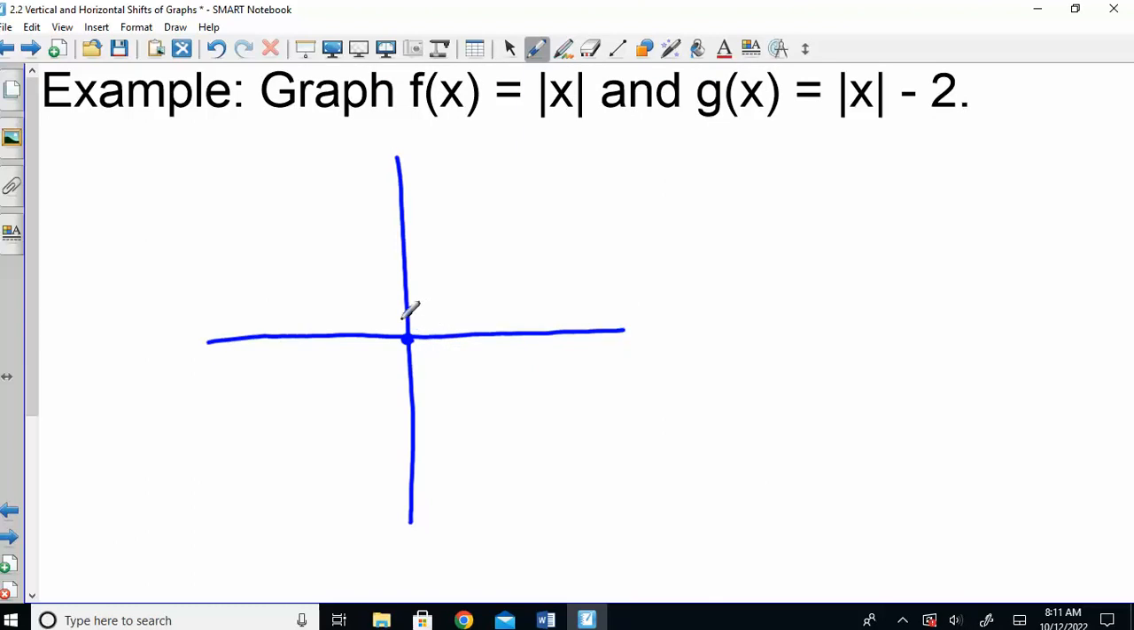Minimum of 3 points, so absolute value is 0, 0, 1, 1, 2, 2, -1, 1, -2, 2. Is everybody okay with how I'm getting the points for my parent function?